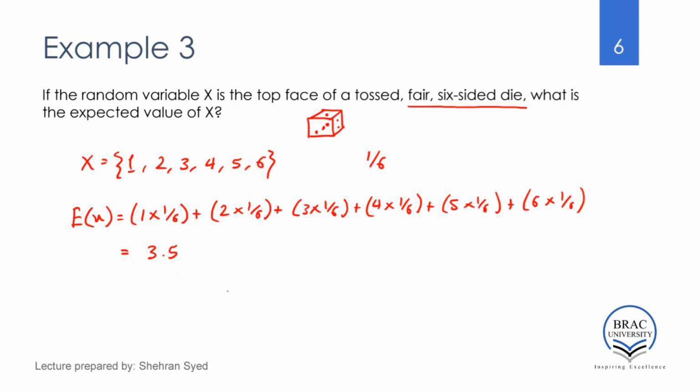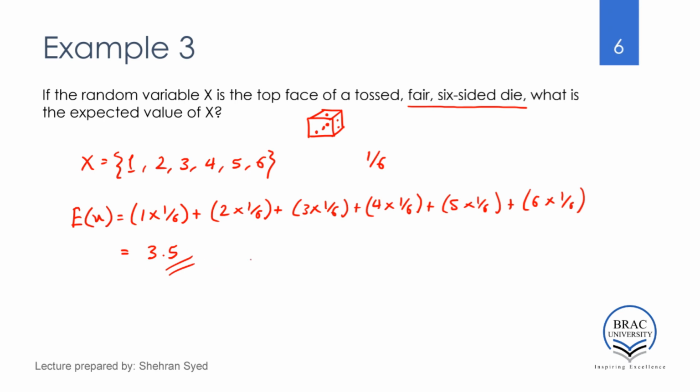Now one might ask, a die does not have a decimal value. It cannot land on a 3.5. So how are we saying that the expected value would be 3.5? What this expectation signifies is that if we kept tossing a die over and over again many times and recorded the value that lands on the top face for all of those trials, the mean of all of those values would be approximately equal to 3.5.